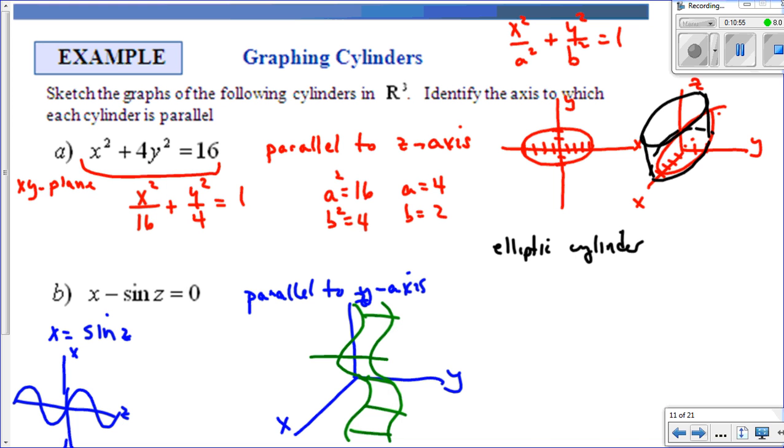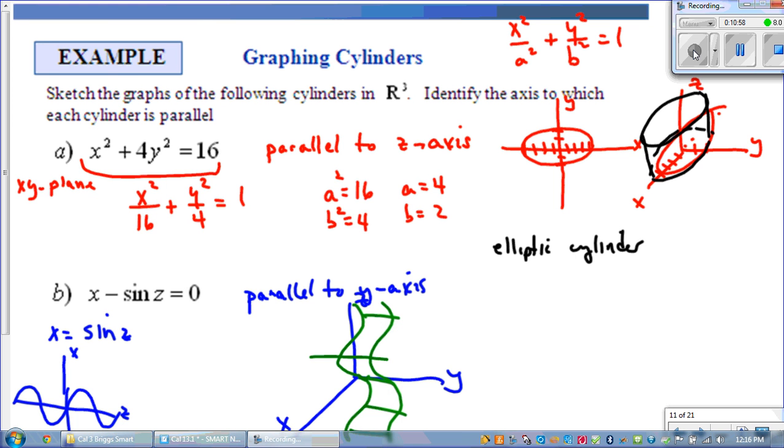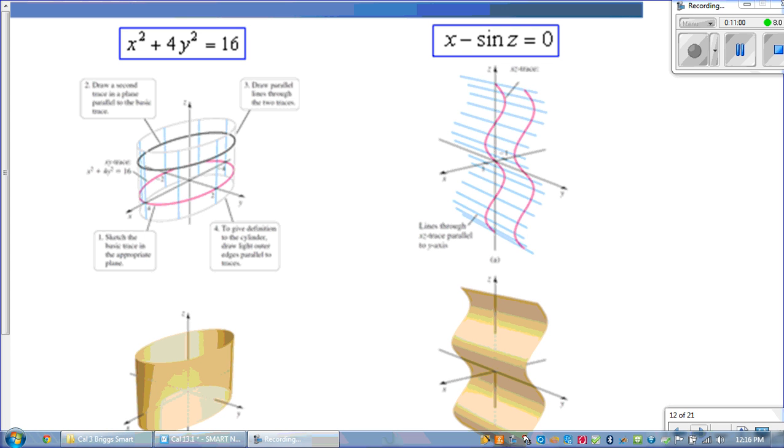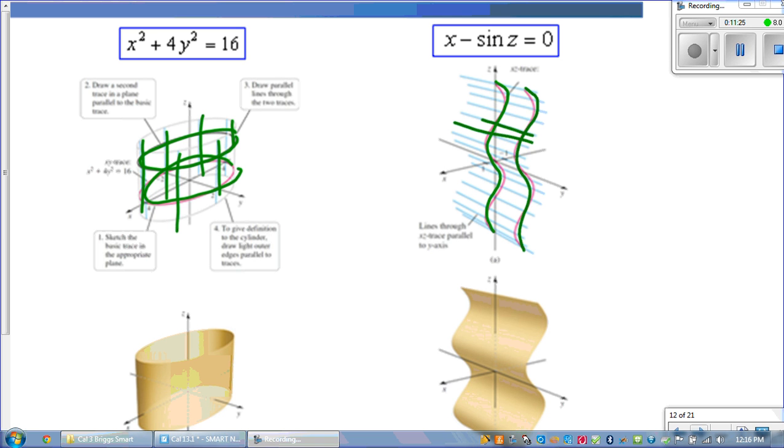Now I've got a better graph on this next slide. You can see we drew the xy trace, drew another one in a plane parallel, just a little bit raised, and connected those lines to get that elliptic cylinder. The second one here, we've got our x equals sine of z graph in the xz plane. Draw another one down the y-axis and then connect those with lines parallel to the y-axis, and that gives you the graph. So here are our surfaces defined by those equations.